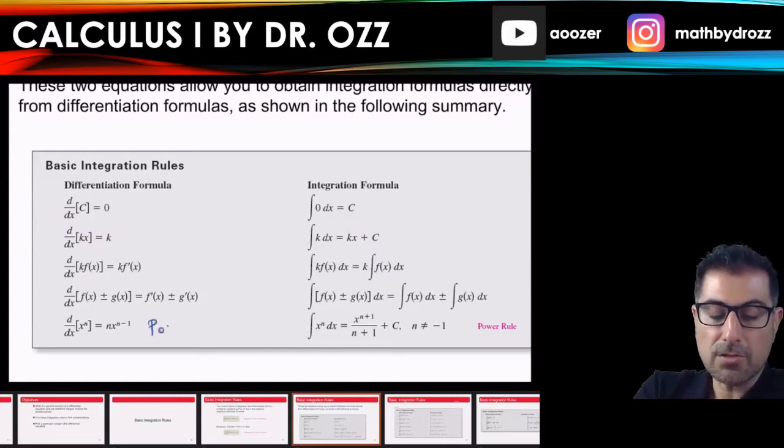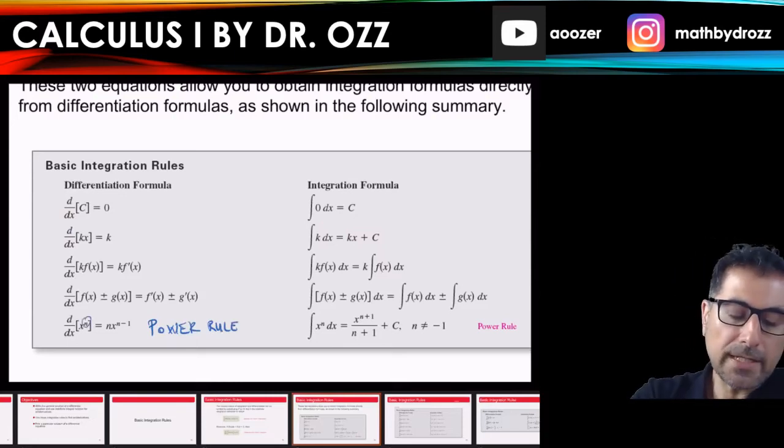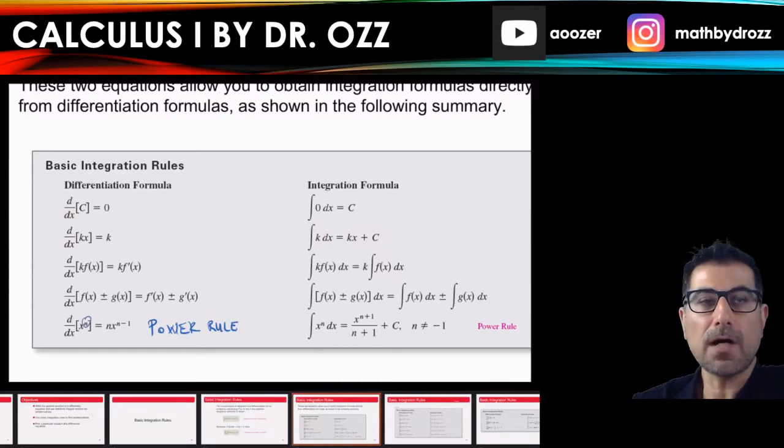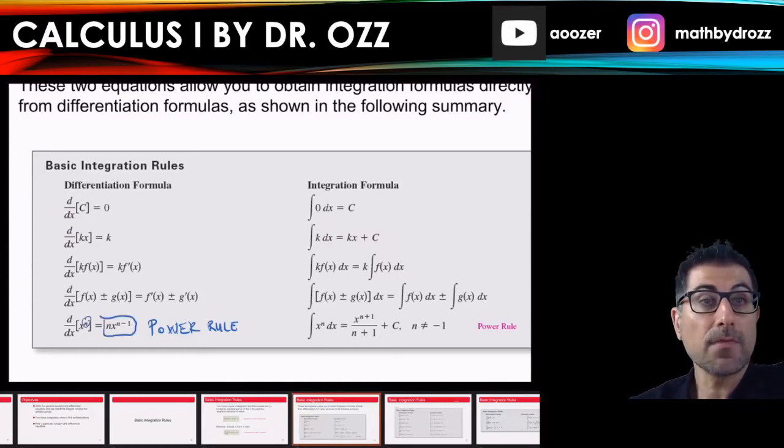And one final rule that we're going to use extensively in this chapter is the power rule for differentiation. Essentially, if you take the derivative of x to the n, you put the exponent down and you just subtract 1 from the power, so that takes you back to n times x to the n minus 1.